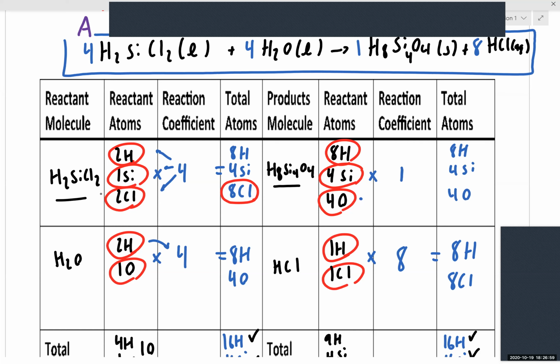In this problem, the element found in the most complicated molecules is silicon. That's why we balance silicon first, because it's found in one molecule on each side, and those molecules are very complex. So we want to adjust our coefficients on the complicated molecules first, so that way we don't have to go back and keep adjusting the coefficient later on.